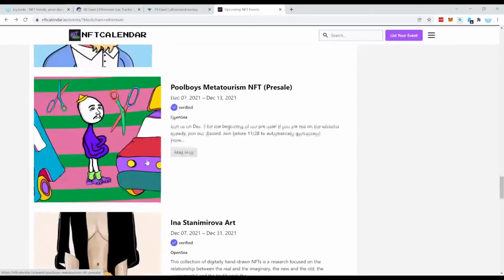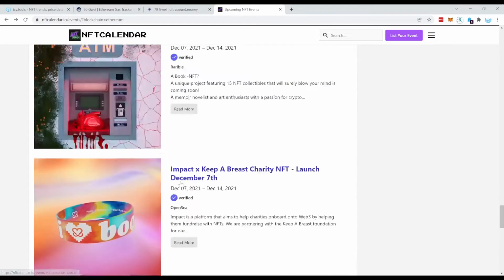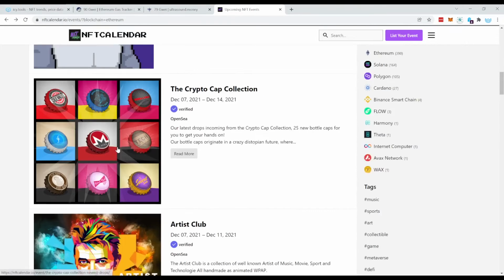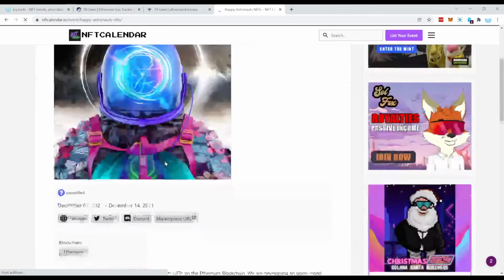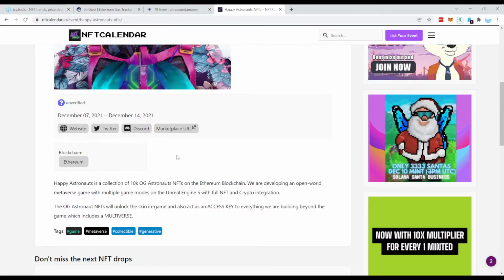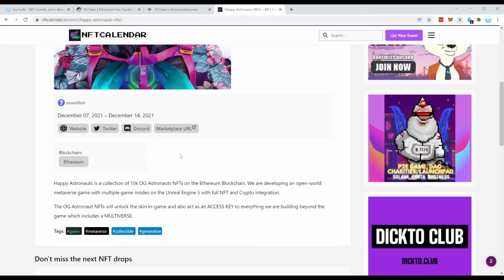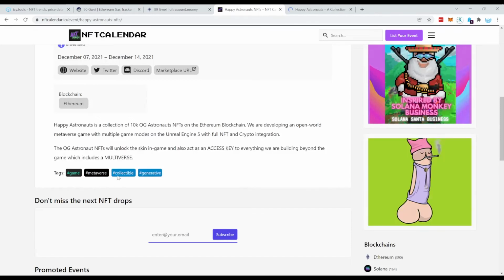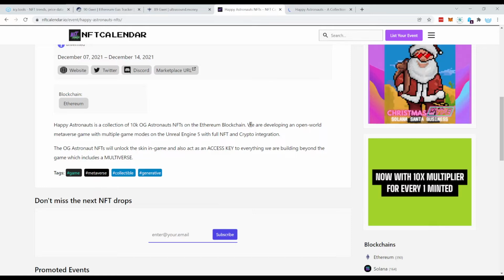So you can just glaze over here, and first of all, check what visually you like, okay? Let's say you found something you like. Let's see, for example, how about this one? Looks pretty cool, doesn't it? Happy Astronauts Collection. Now, remember what I said before, how those NFTs can derive value or can get intrinsic value, right? So the first thing you want to look for, of course, is the website, okay? Now, also read through here and see what they are offering.